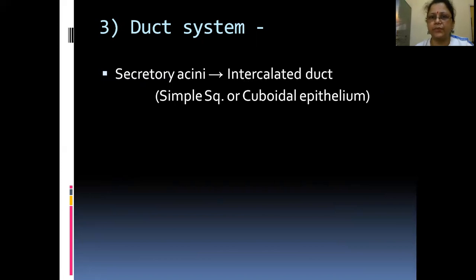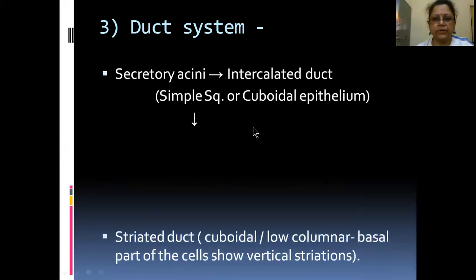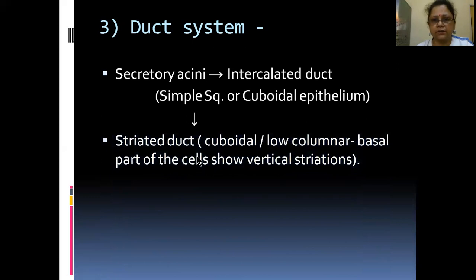Here I have brought this slide like a flowchart. I want you all to practice that way, and that will help you in viva. Please remember, that will help you in viva. Okay, so these intercalated ducts will collect the saliva and it will drain to the striated duct.